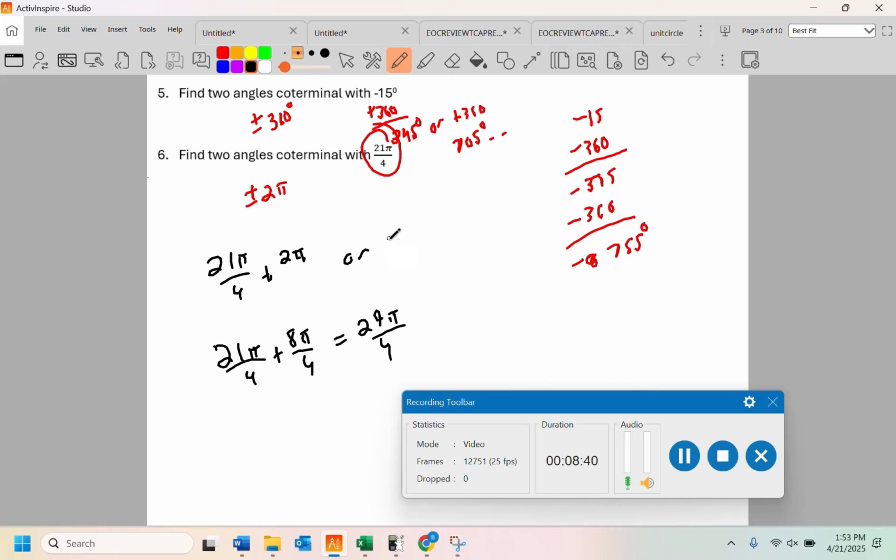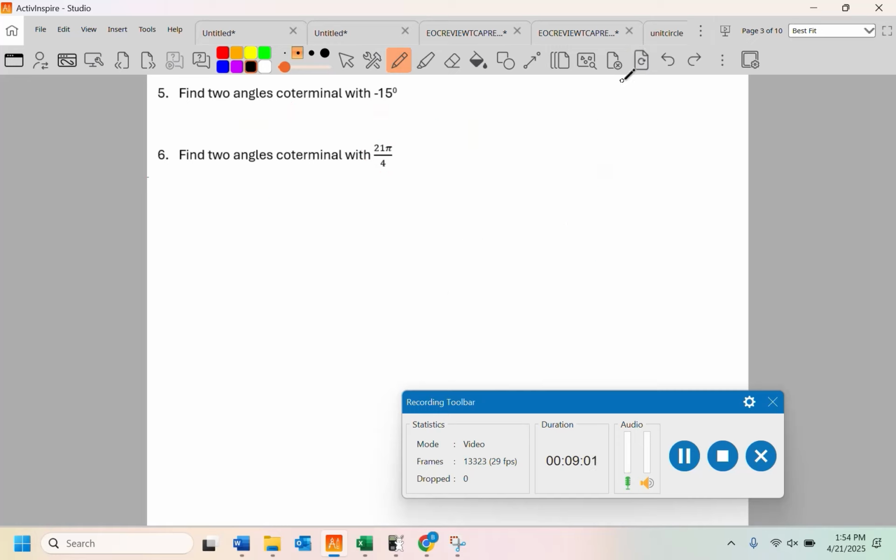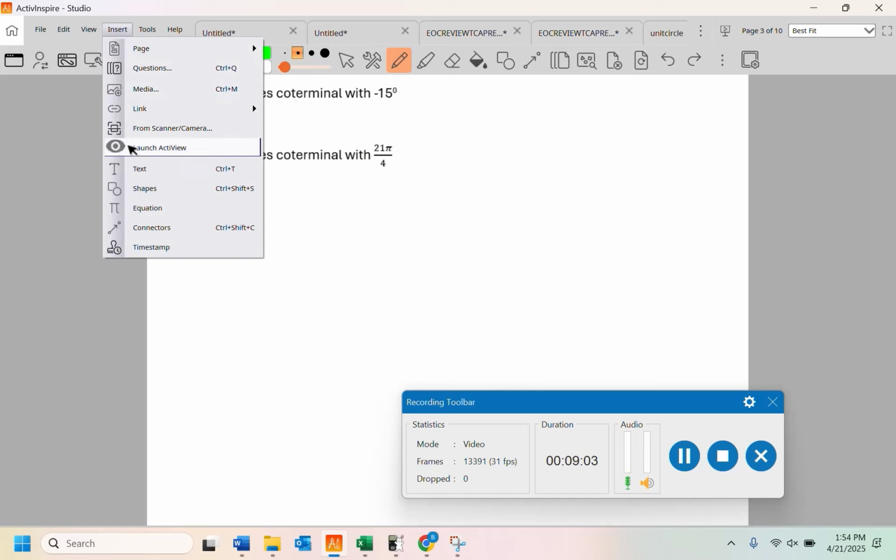Or maybe I do the subtraction, 21 pi over 4 minus 2 pi. And again, I have to do the conversion, 21 pi over 4 minus 8 pi over 4. 21 minus 8, last I checked, was 13, I believe it is. 13 pi over 4. And I can keep going. I can keep adding or subtracting. Most kids, though, are going to convert to a degree and then convert back.